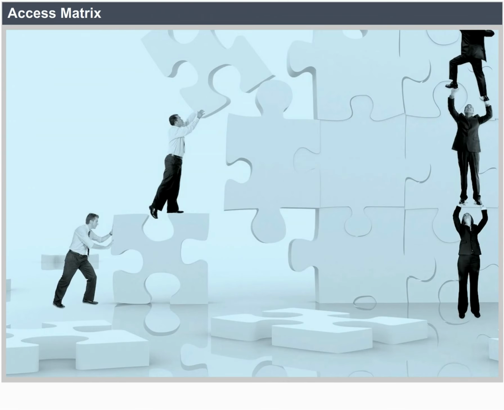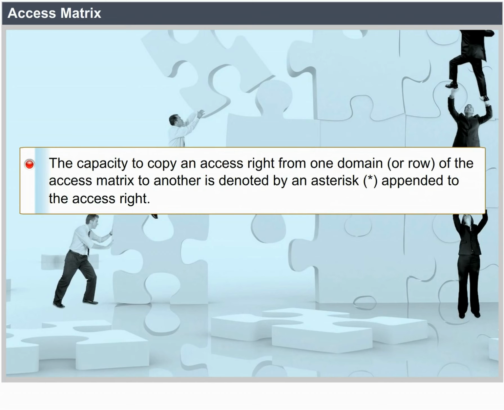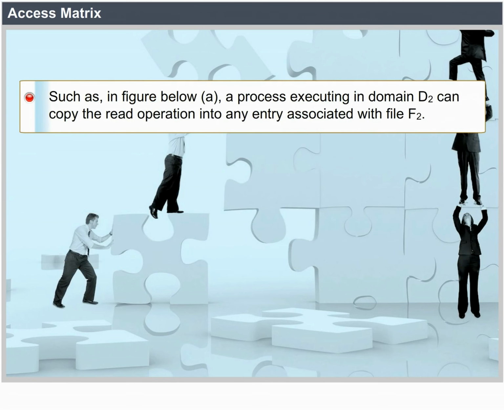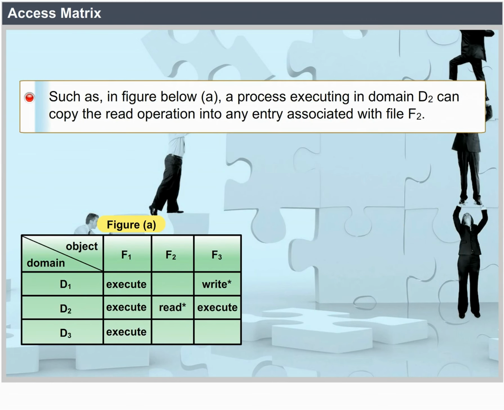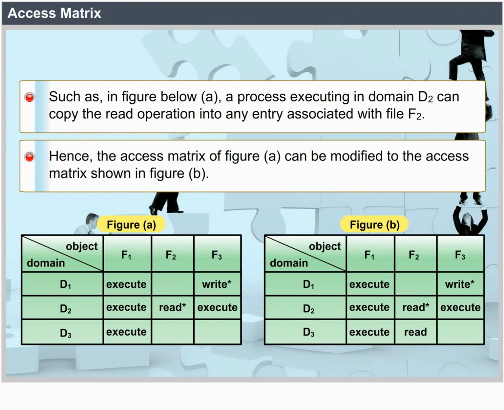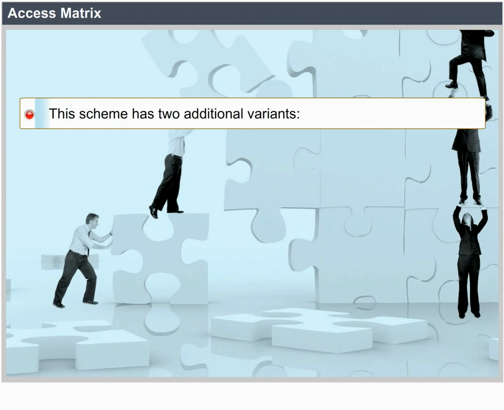Access matrix. The ability to copy an access right from one domain, or row, of the access matrix to another is denoted by an asterisk appended to the access right. The copy right allows the access right to be copied only within the column, that is, for the object for which the right is defined. For example, in figure A below, a process executing in domain D2 can copy the read operation into any entry associated with file F2. Hence, the access matrix of figure A can be modified to the access matrix shown in figure B. This scheme has two additional variants.